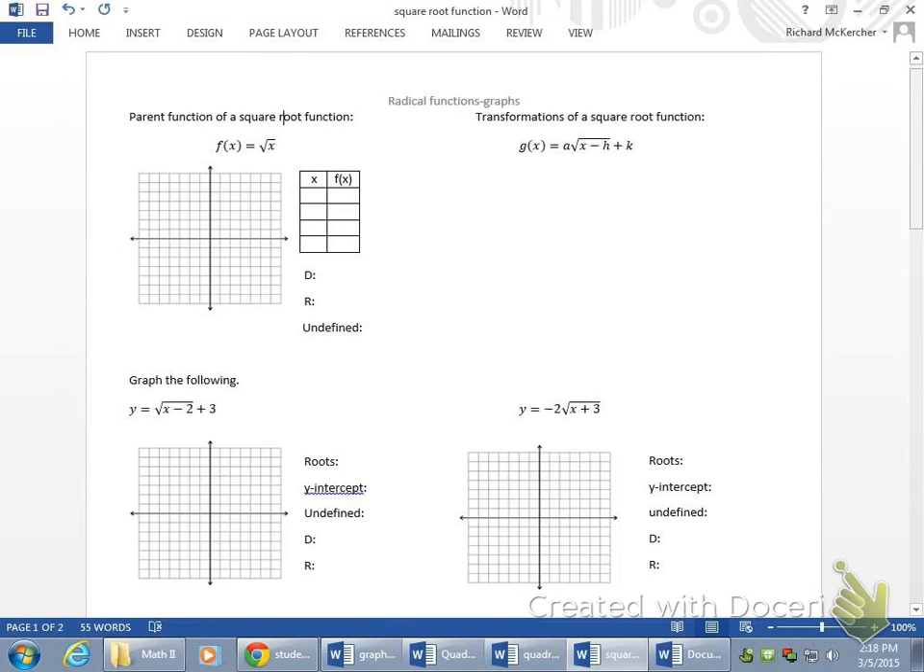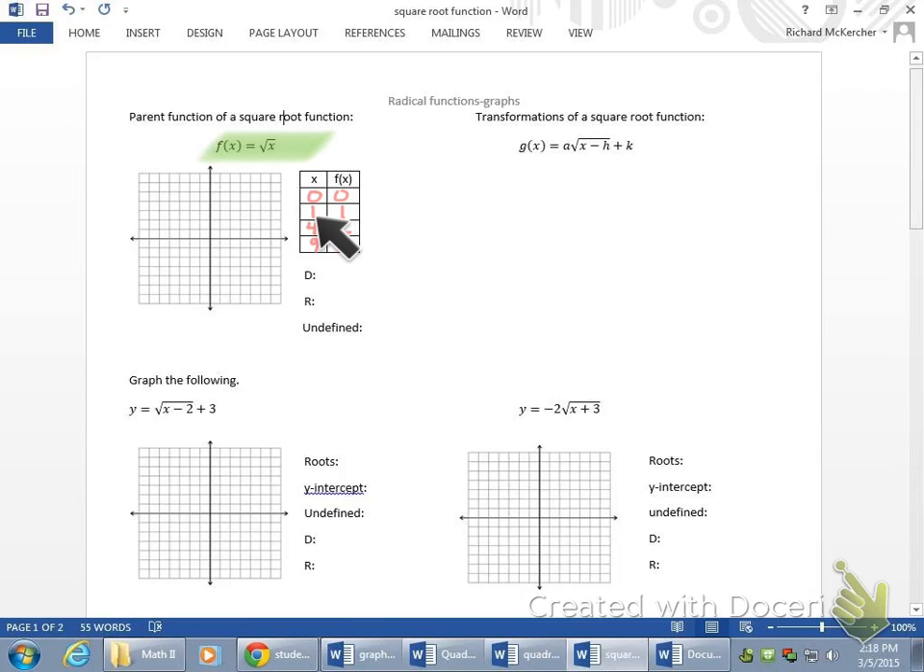Okay, Math 2, we're going to look at graphing some radical functions, specifically the square root function. Now, the beginning of this is a review because we did parent functions earlier in the year. So, first I remind myself of the most important parts of my parent function, and I just plug in some numbers. Now, I only plugged in numbers that gave me pretty answers.